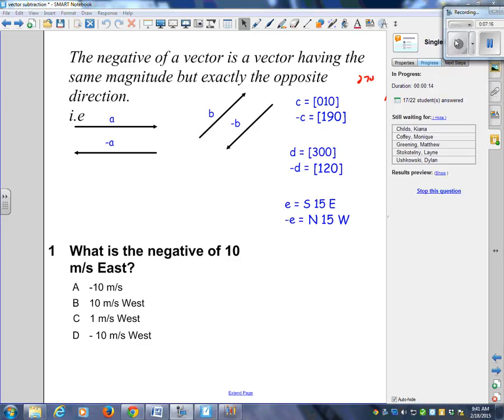So hopefully we all get it right. Is it A, is it B, is it C, or is it D? Don't be last. Okay. Come on, Dylan. Keep going. Hurry up.